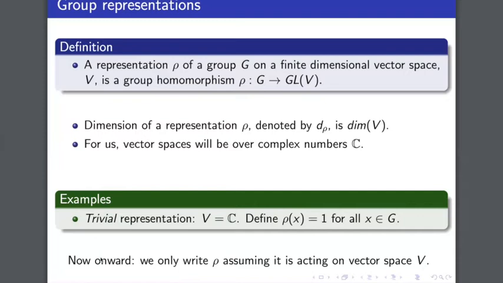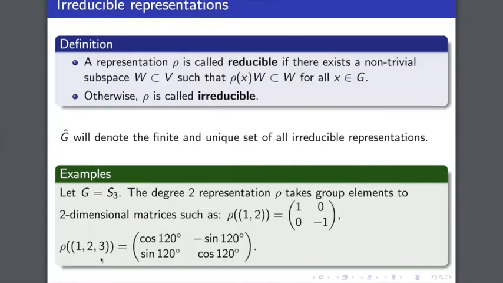From now onward, we'll just write rho, assuming there is some vector space V that it is acting upon. So we'll keep that implicit. Here is another definition that will be useful to define what quasirandom groups are. It's called irreducible representation. So first, let me define what reducible representations are.